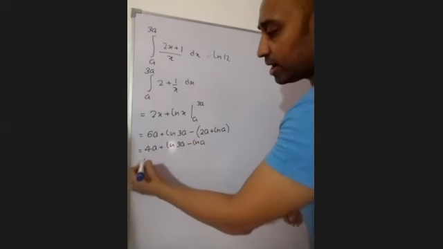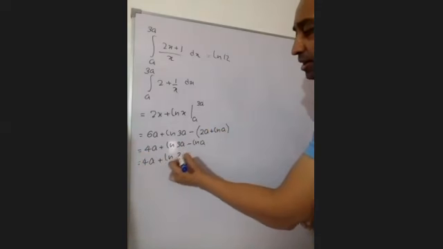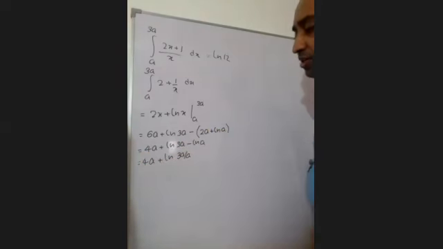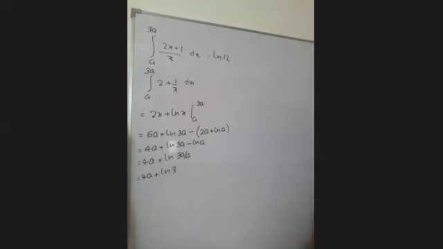Then if you simplify, 4a plus ln 3a minus ln a, you can say ln 3a divided by a. A ln subtraction you can write as a division. So this is 4a plus ln 3. Then they have given 4a plus ln 3 is equal to ln 12. So simply you can say 4a is equal to ln 12 minus ln 3. That is 4a is equal to ln of 12 divided by 3. 4a is equal to ln 4.